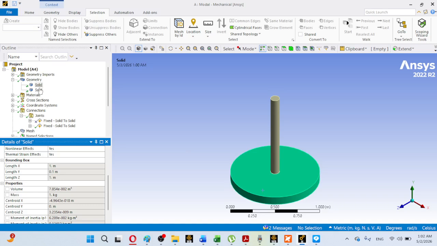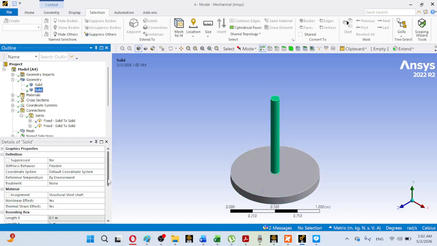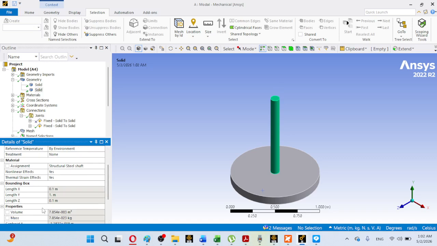And for the shaft, if you see here, you can observe that its length along x, in the x direction, is 0.1 meter, that is the diameter, sorry, this diameter in this direction was 0.1 meter, so the radius was 0.05, and in the z direction as well, and the length is in the y direction.